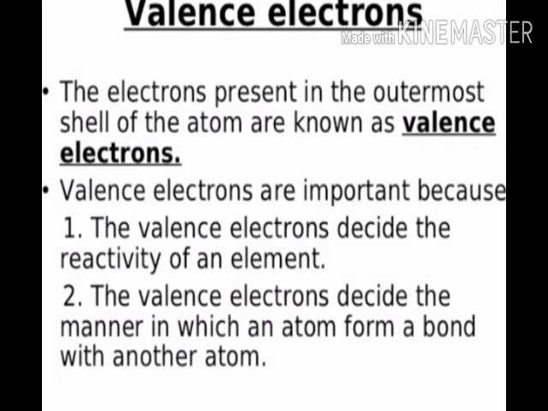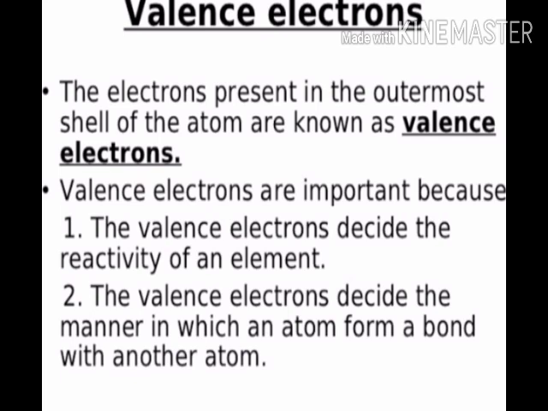Now, valence electrons. The electrons present in the outermost shell of an atom are known as valence electrons. Valence electrons are important because, first, the valence electrons decide the reactivity of an element. So it is very important to note over here that the valence electrons are responsible for chemical reactions. And number 2, the valence electrons decide the manner in which an atom forms a bond with another atom, that is, whether it is going to form an electrovalent bond or covalent bond, that we are going to study in the next module.